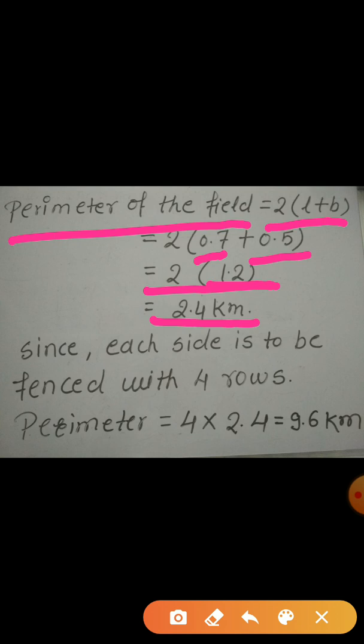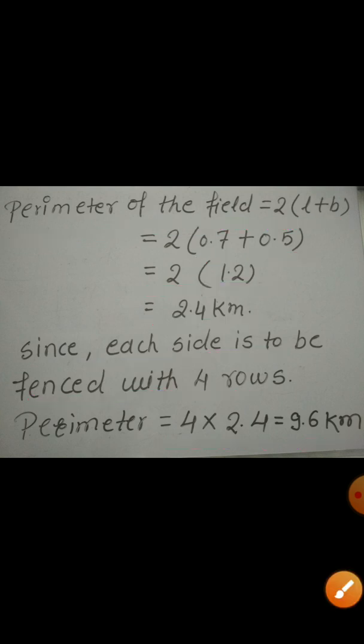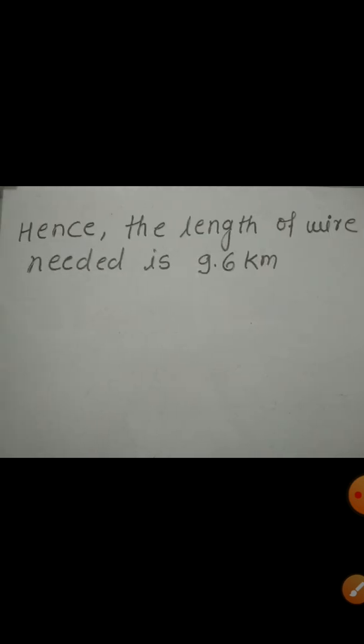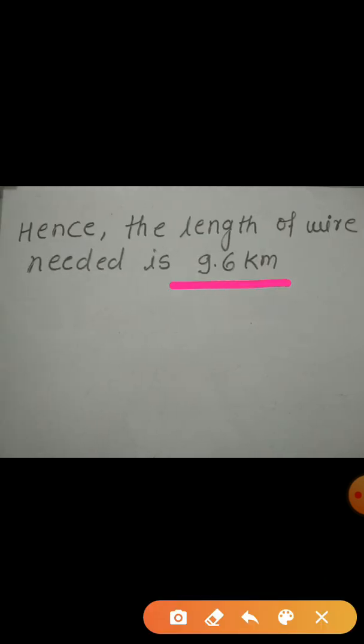But one more point is given to you in the question, that each side is to be fenced with 4 rows. Since each side is to be fenced with 4 rows, it means there are 4 rounds of wire around the land. It means we have to multiply the perimeter by 4. So when we multiply the perimeter by 4, we get 9.6. It means the total perimeter of the land is 9.6 km. So as the perimeter of the land is 9.6 km, how much wire do we require for fencing the land? We require 9.6 km of wire for fencing the land.